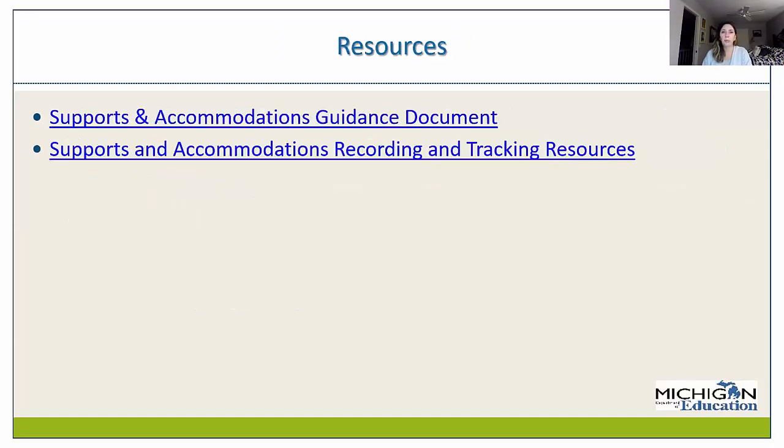So again, I just want to point folks to a number of resources that we have available, such as that supports and accommodations guidance document. And just so you know, we also have a number of other supports and accommodations recording and tracking resources to help you stay organized and get things coordinated at the district level so that you have everything prepared at the time of the assessments.